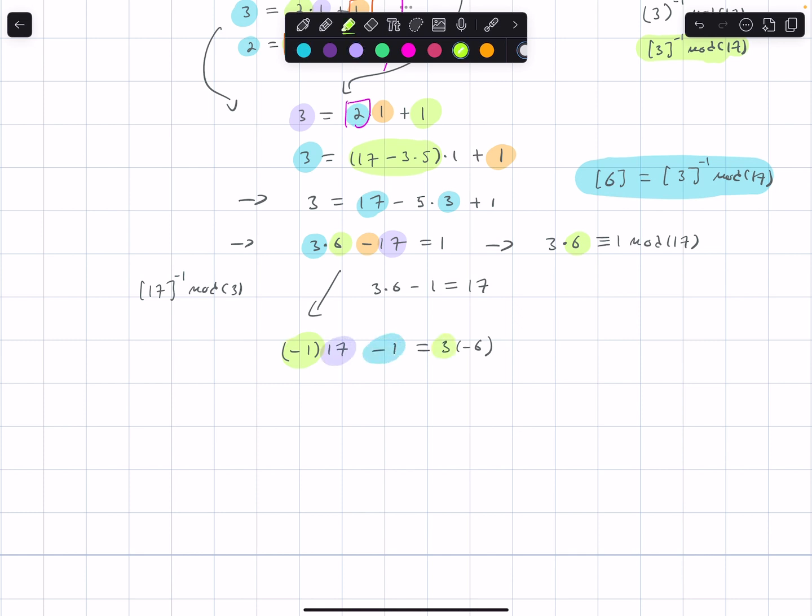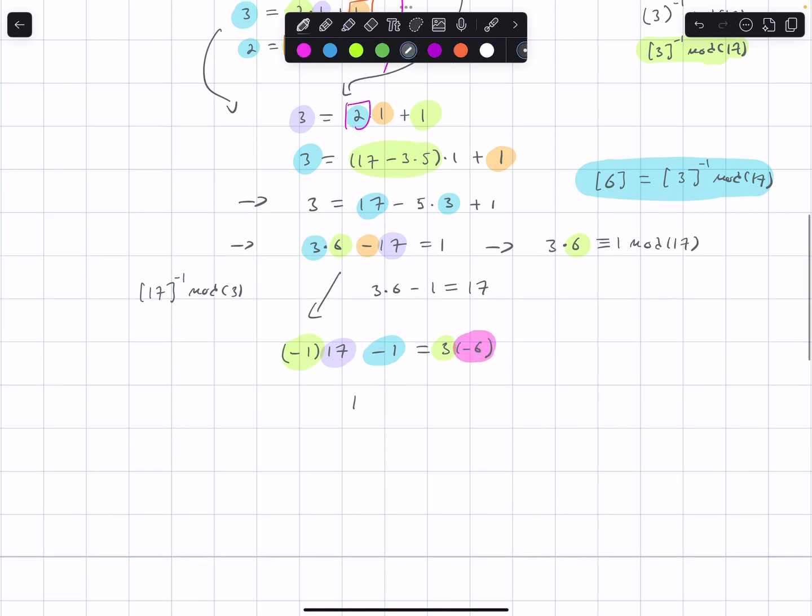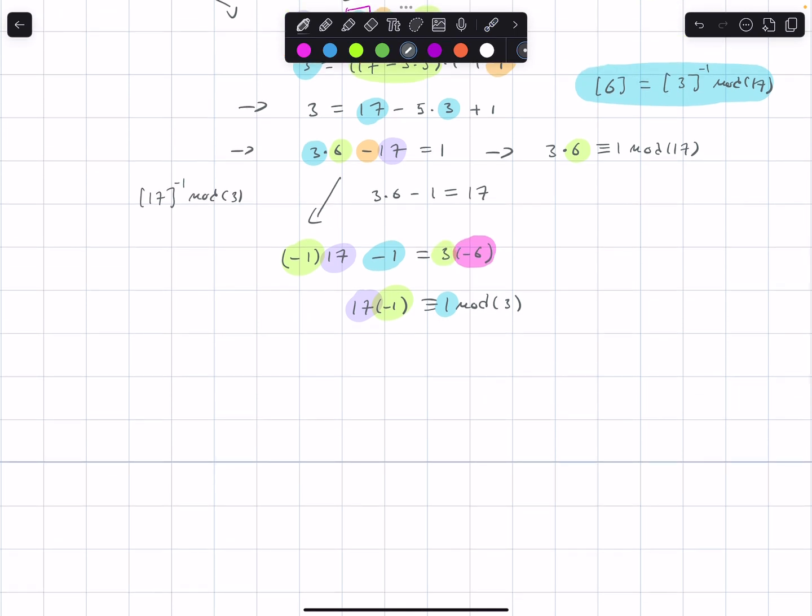17 times negative 1 being congruent to 1 mod 3, right? 17 times negative 1 minus 1 is a multiple of 3. That is exactly what it means to be congruent to 1 mod 3, that you subtract 1 and you get a multiple of 3. These leave the same remainder. And since we're working mod 3, we can actually replace negative 1, because negative 1 is congruent to 2 mod 3. We can say 17 times 2 is congruent to 1 mod 3. And indeed, this is true. Right? 17 times 2 is 34, which is 33 plus 1, which is 3 times 11 plus 1. That leaves a remainder of 1.